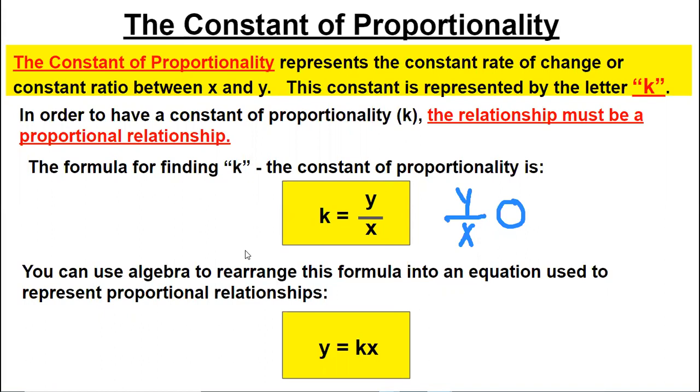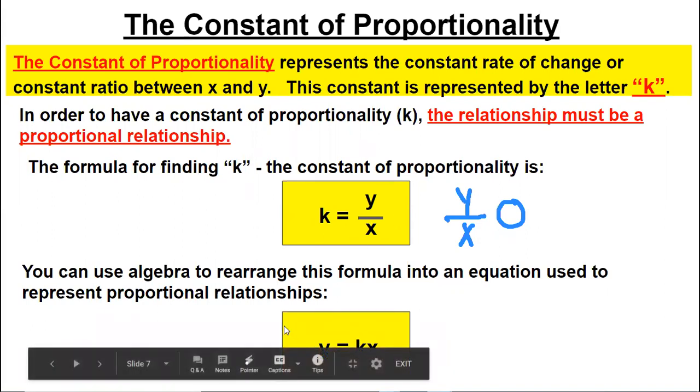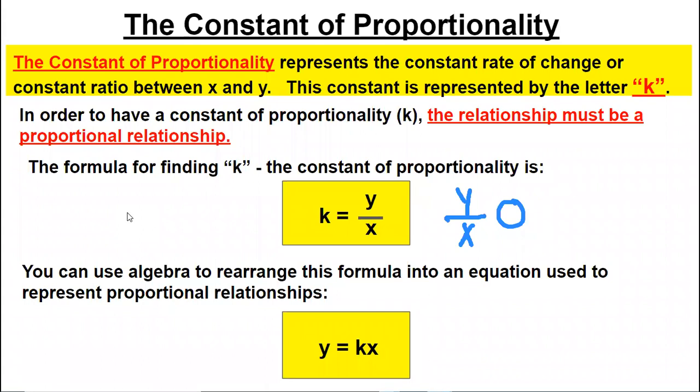And you can also use your algebra, which we'll be learning more about as the year goes on, to rearrange this formula into this equation. Now my black bar is at the bottom. But if you rearrange that formula algebraically, K equals y over x, you can rearrange it to get y equals K times x. That's your standard slope-intercept equation that you're going to be working with a lot next year and somewhat this year. So know that those two situations exist. They're based off of the same formula.